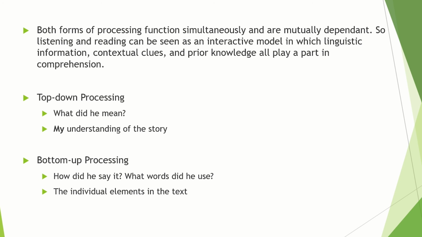To wrap up, what is top-down processing? It's sort of like, think of, what did he mean, right? It's not what he said, but what he meant. It's your understanding of the story, your interpretation, because you're using your schema to interpret. Whereas bottom-up is, how did he say it, or what words did he use, the individual elements in the text.